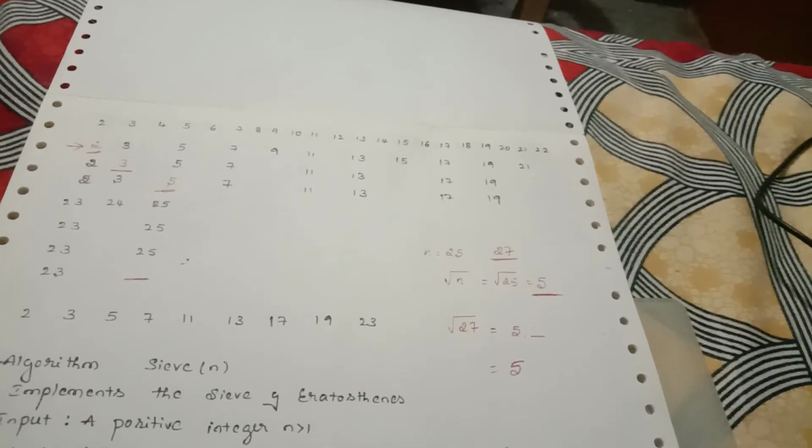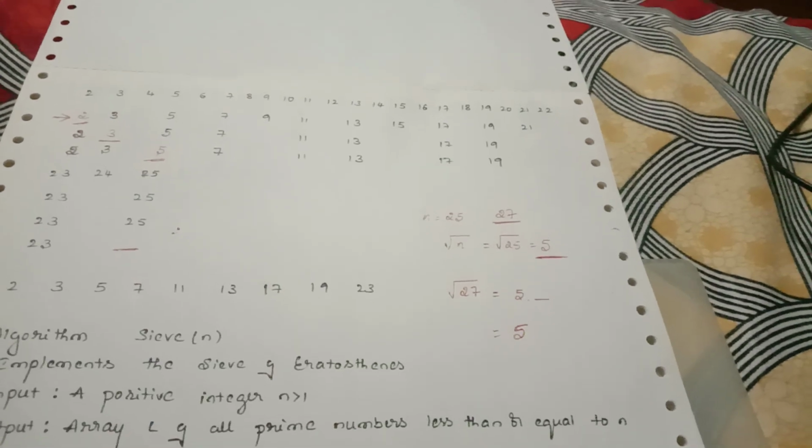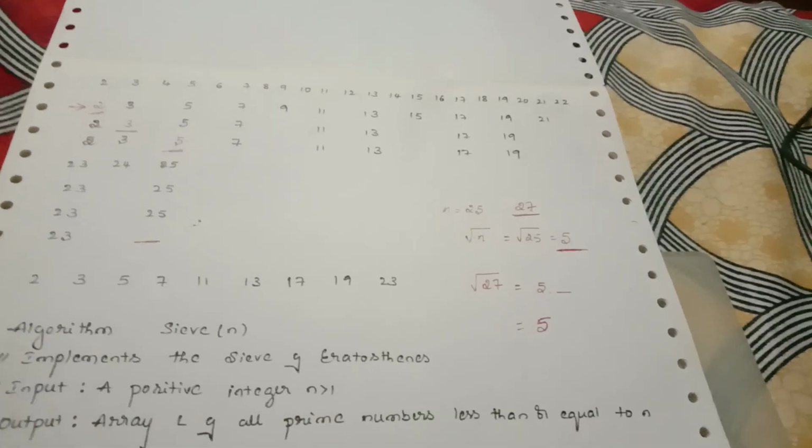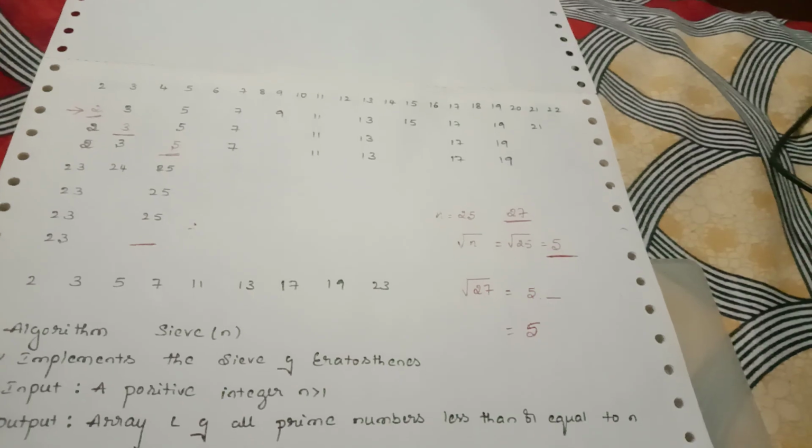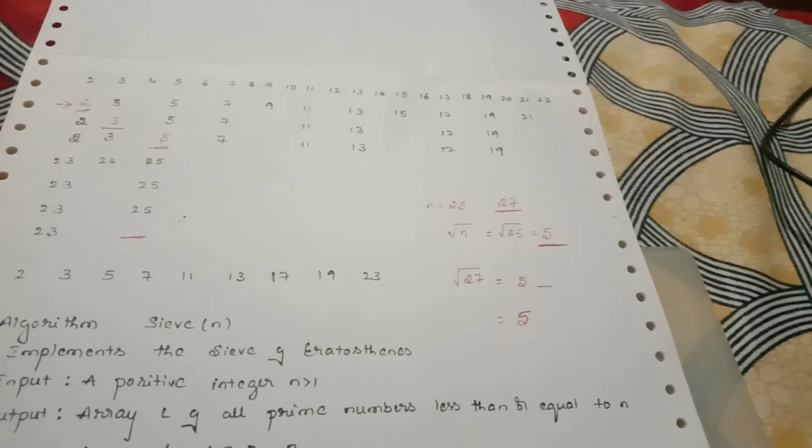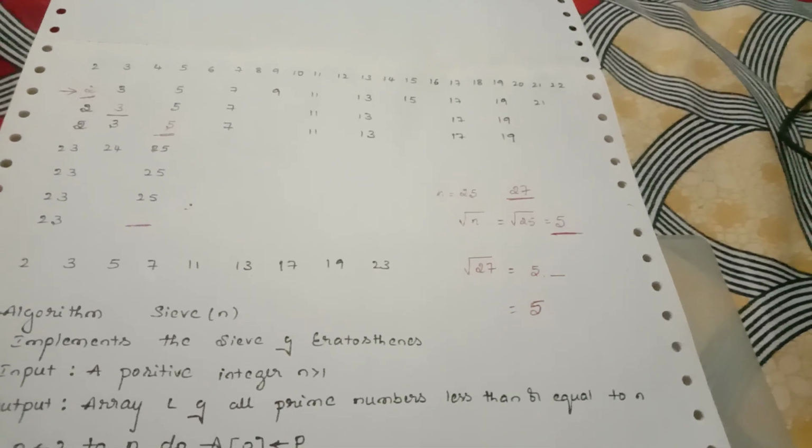So in this way we have to get the prime numbers, and finally I have listed all the prime numbers, that is from 2 to 25. So let us see the algorithm, how it is going to work.